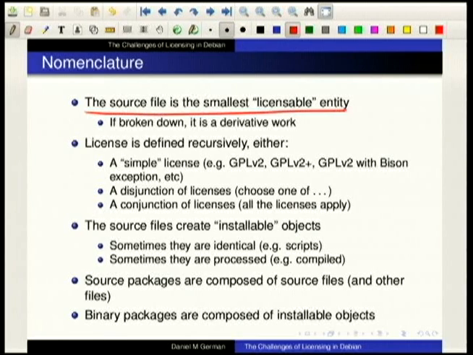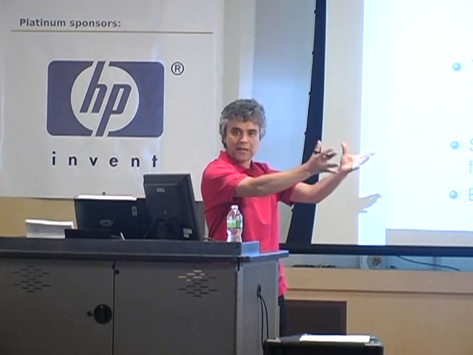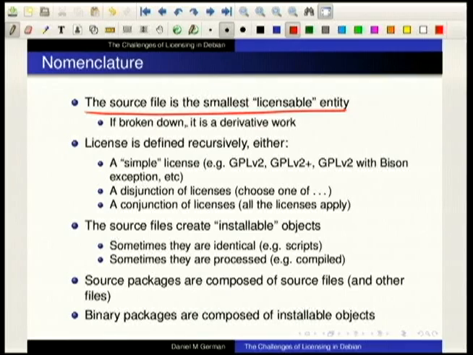I perceive the source file as the smallest licensable unit, okay? And you can call it documentation, whatever is in the source code, any file that is actually used to create the derivative work, the installable object. And if it's broken down, for example, somebody comes and extracts a function and puts it somewhere else, that's a derivative work. And therefore, there are some restrictions that apply that I don't need to really get into.